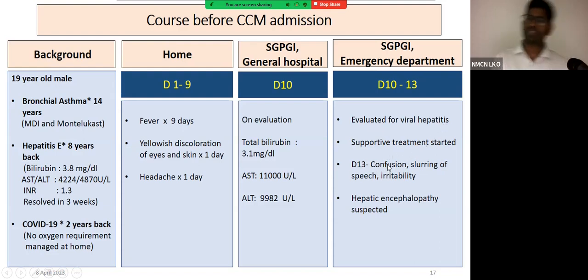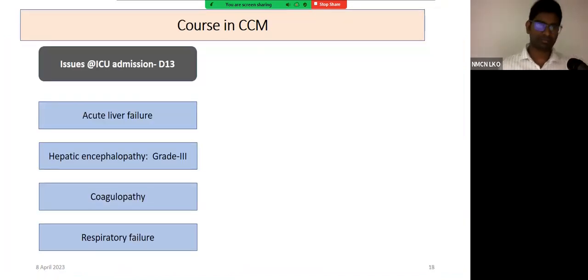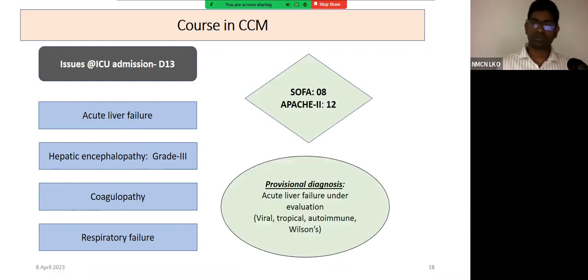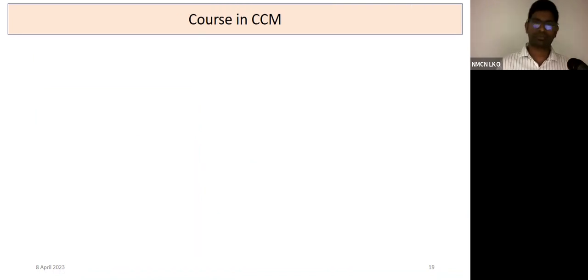On day 13, the patient had confusion, slurring of speech, and irritability. Hepatic encephalopathy was suspected. The patient was shifted to CCM ICU on day 13. Issues at admission were acute liver failure with grade 3 hepatic encephalopathy, coagulopathy, and respiratory failure. SOFA was 8 and APACHE score was 12. Provisional diagnosis at admission was acute liver failure under evaluation. The probable etiologies considered were viral, tropical, autoimmune, and Wilson's disease.